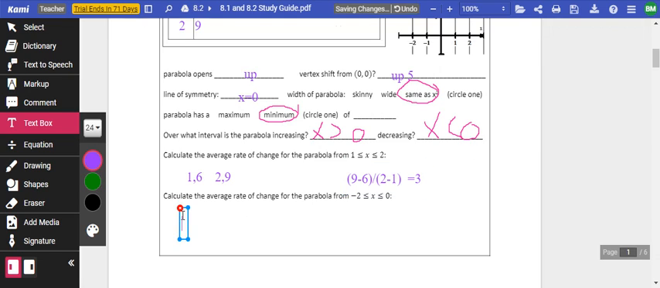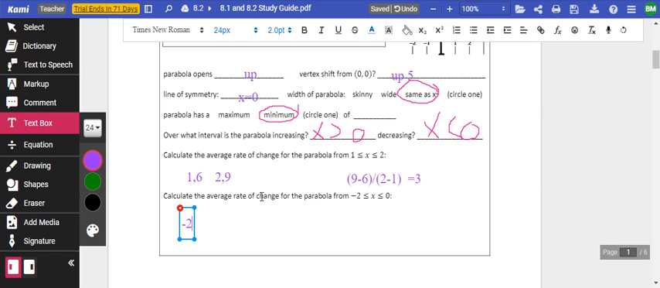Now I'm going to do the same thing with -2 and 0. When I plug in -2, I get out 9. And when I plug in 0, I get out 5. And I'm just going to do the same thing. I'm going to go 5 minus 9 divided by, I'm sorry, it's 0 minus -2. And I'm going to get -2 is my answer.